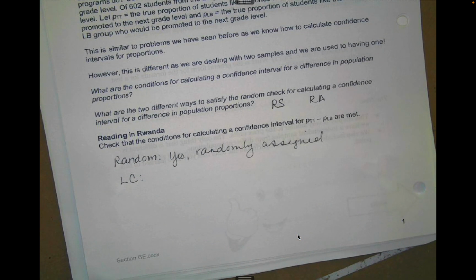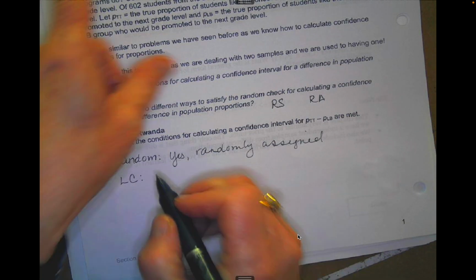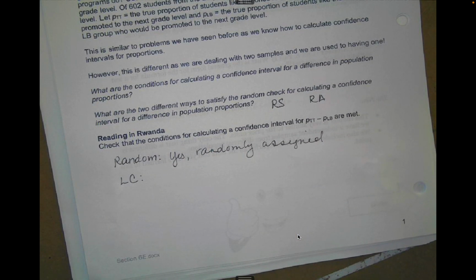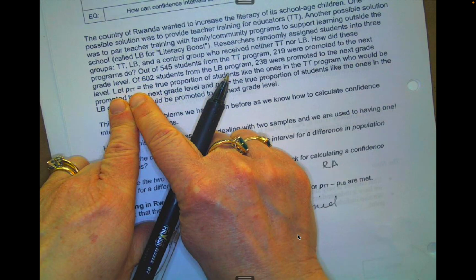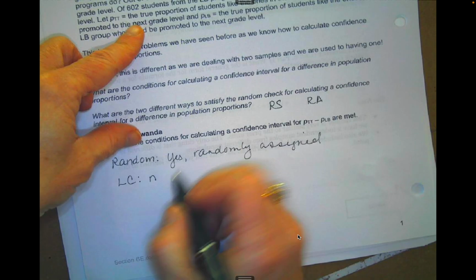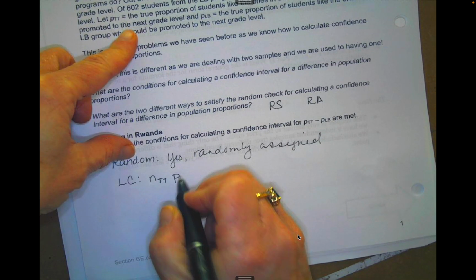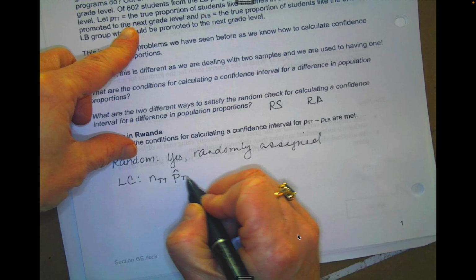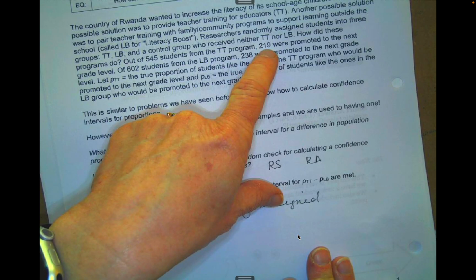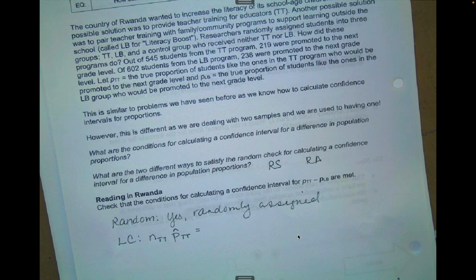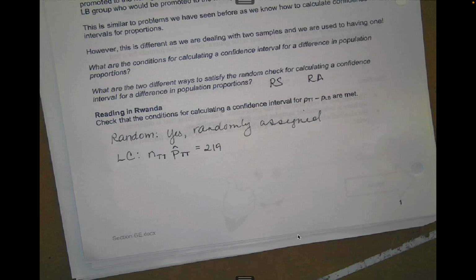My large counts. The checks are a little bit longer here for the proportion. I'm going to keep the subscripts that they have up here. You could use 1s and 2s, but I'm just going to keep these. So we have n_TT times p hat TT. They already told you what that answer is: the number of people that were promoted is 219. So you have the answer. You don't need to recalculate the p hat or anything like that at this point.